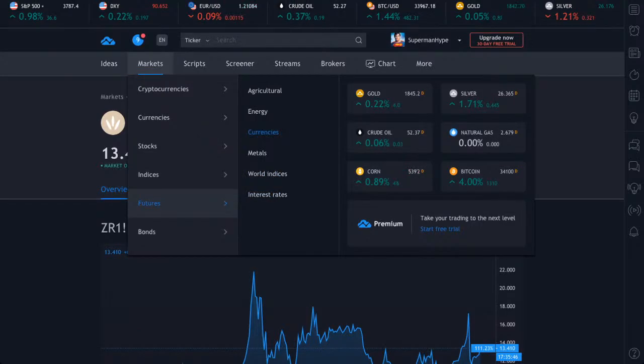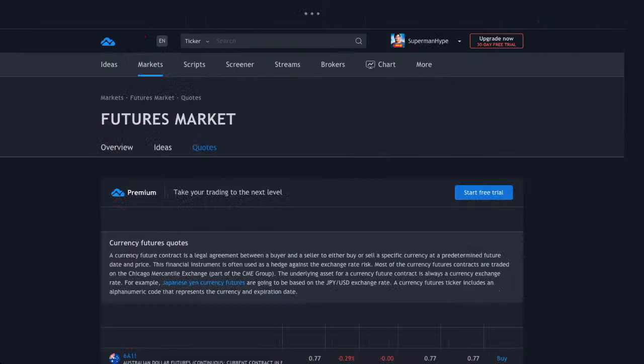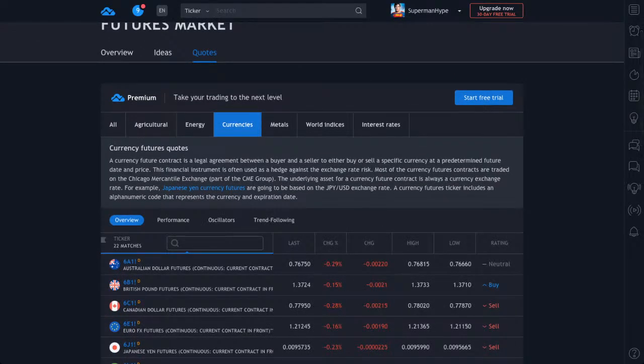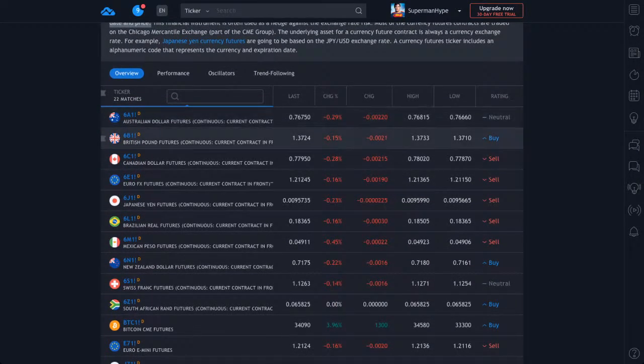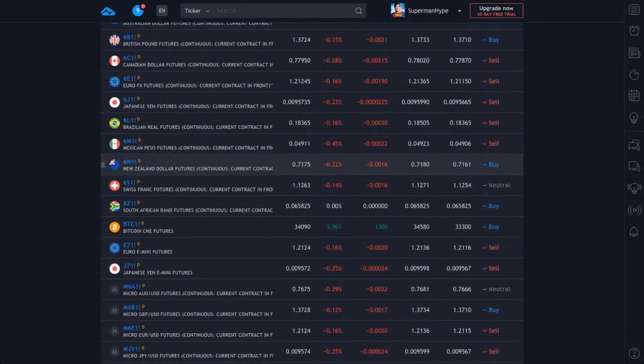If you're interested in currencies, and you think the future price of the US dollar is going to fall, let's have a quick look at that. A currency futures contract is the same explanation as we previously saw: to either buy or sell a specific currency at a predetermined future date and price, and that's really the key there. So that's really the key understanding of futures. Here we've got the Australian futures, the British pound, Canadian dollar, etc. So let's have a look at my country, New Zealand.